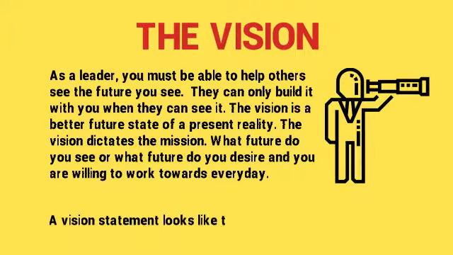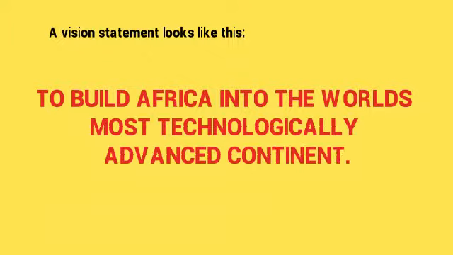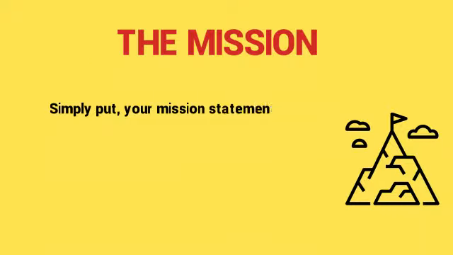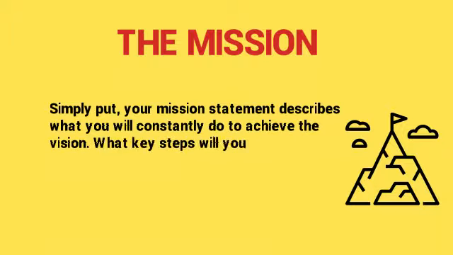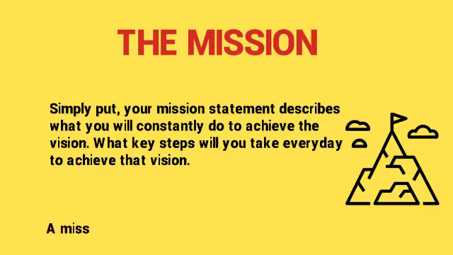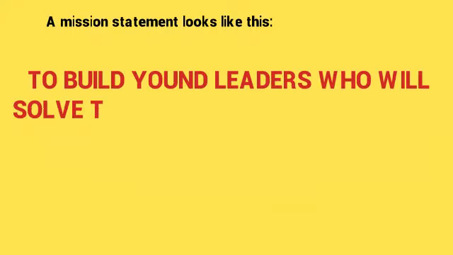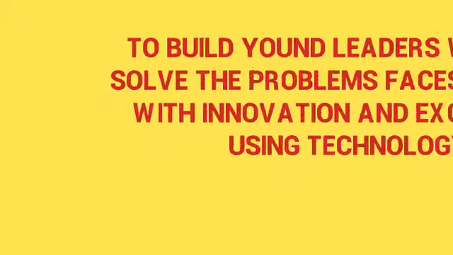A vision statement looks like this: to build Africa into the world's most technologically advanced continent. As you can see, it is a future state that is definitely better than the current state. The mission. Simply put, the mission statement describes what you will constantly do to achieve the vision. What key steps will you take every day to achieve that vision? A mission statement looks like this: to build young leaders who will solve the problems faced in Africa with innovation and excellence using technology.